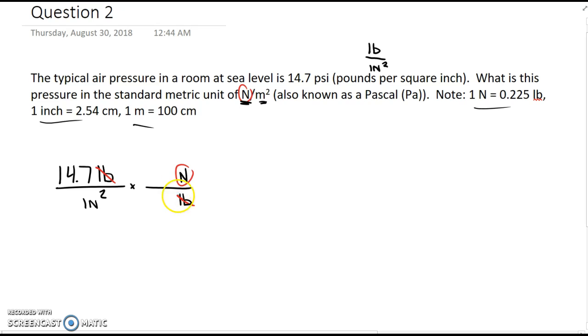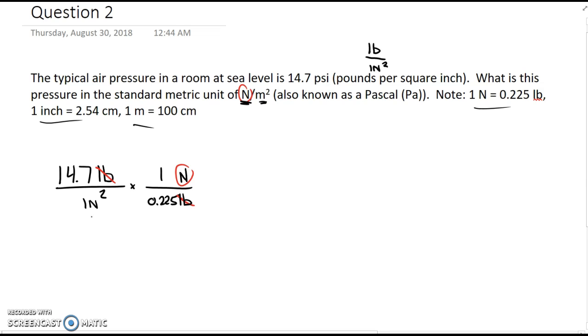However, in order to make this fraction equal to 1, I use my conversion. And 1 newton is equal to 0.225 pounds. So now that fraction is really, I just multiply by 1 which doesn't change the value or the amount, but it does change the unit that I'm in. So now if I were to take 14.7 and divide it by 0.225, I would end up with a new value, and the unit of that overall value would now be in newtons per inches squared. But I'm not done.